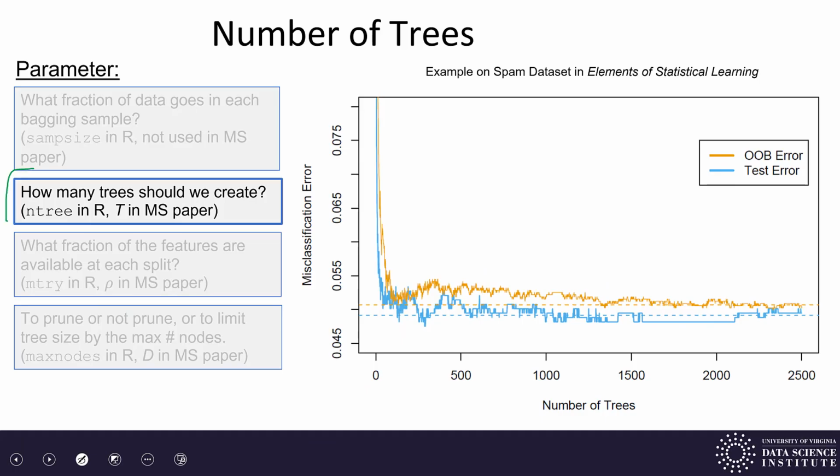So again, we're still looking at the effect of the number of trees, and we're going to talk a little bit about how you choose that parameter. This is a plot from Elements of Statistical Learning, working on a spam data set, so it's trying to predict spam in email. The horizontal axis is the number of trees, the vertical axis is the misclassification error. In orange, we have the out-of-bag error, and in blue, we have the test error, tested on our test data.